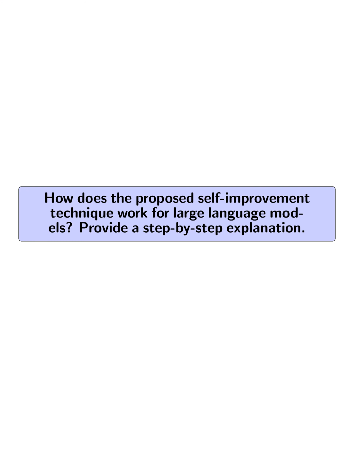How does the proposed self-improvement technique work for large language models? Provide a step-by-step explanation.